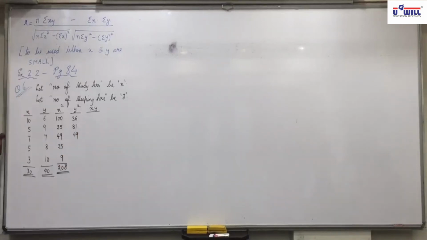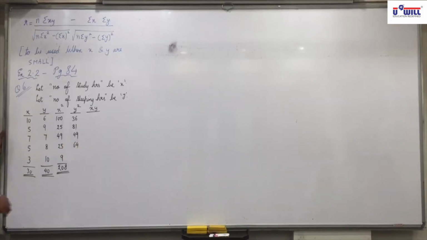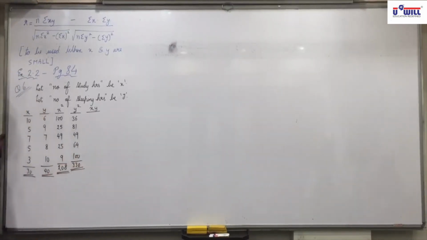7 into m plus. Do you get 49? Write down. 8 into m plus. Do you get 64? And 10 into m plus. Do you get 100? Press MR or MRC. 330. Does everyone get this? Anyone who did not understand y square?